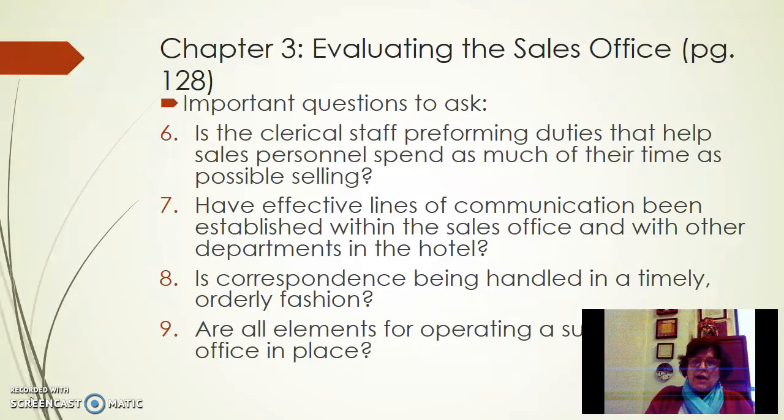Are the elements of operating a successful sales office in place? What does that mean? Do they have the space? Do they have the computers? Do they have the brochures? Do they have a current website? All of these operating components, those are the elements that make us successful because customers will first be looking at those websites. They might send that RFP in through the website. Do we have the correct processing for that?